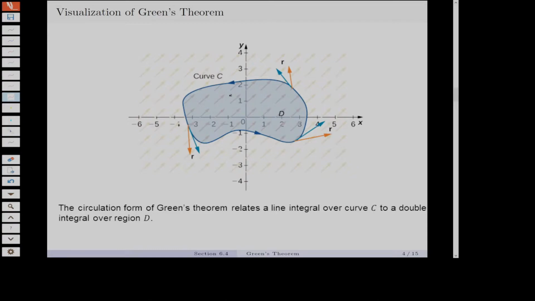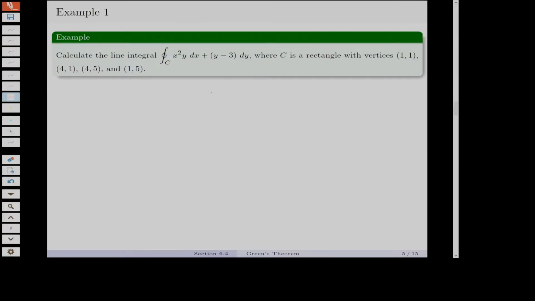And then that's going to be related to taking the double integral, so adding up the amount of vector that we have through all of the points inside the space. So we're relating that double integral over the region to the line integral along the boundary. Okay, let's look at an example.